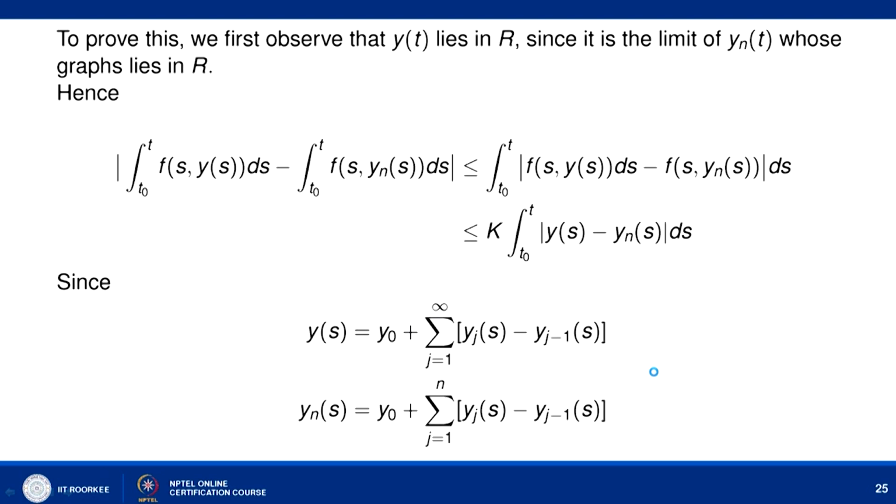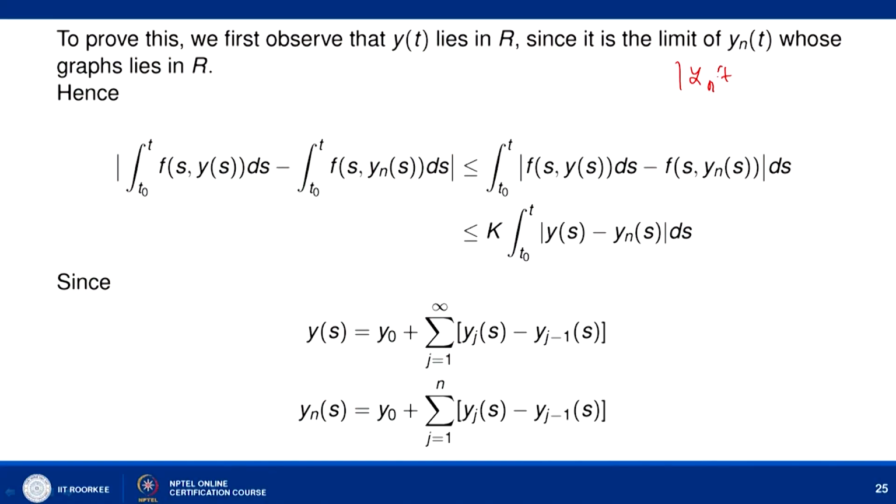Again we can prove this by observing, first of all, that this y(t) lies in the rectangle R. Since every y_n(t) is lying in this rectangle R, we know that |y_n(t) minus y_0| is less than or equal to M times |t minus t_0|, and if you take the limit n tending to infinity, this implies that y(t) minus y_0 will also satisfy the condition with |t minus t_0|. So y(t) will also belong to the rectangle R.